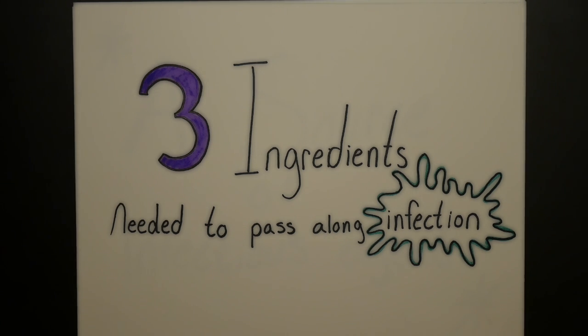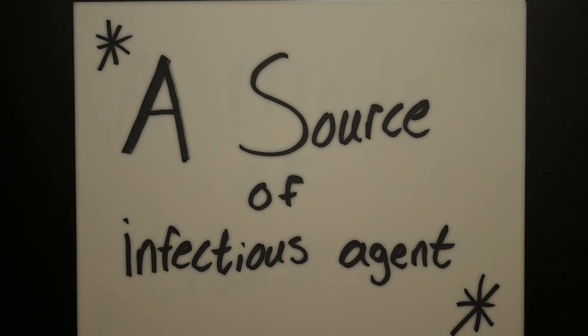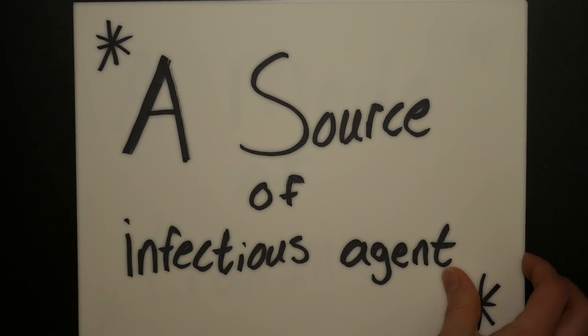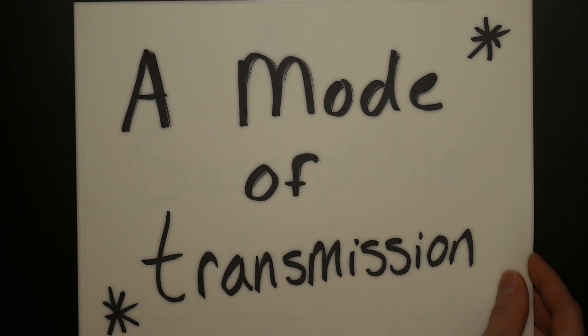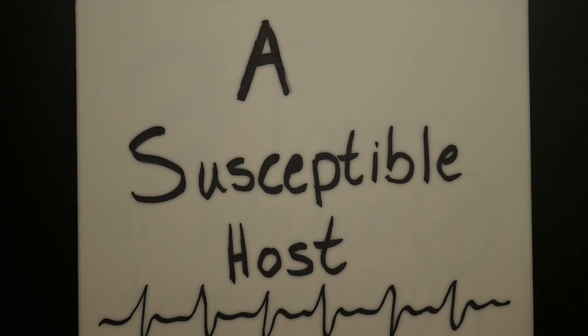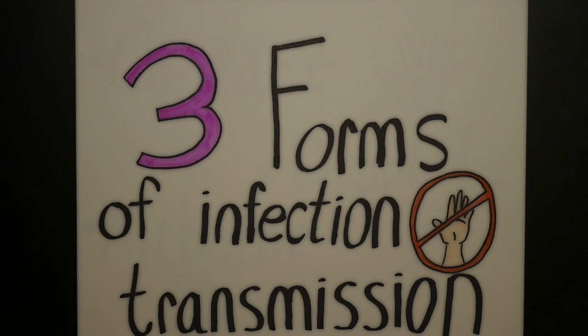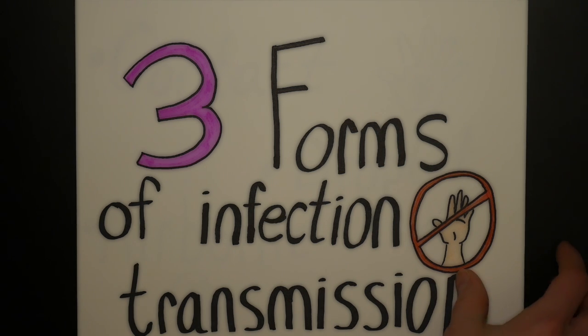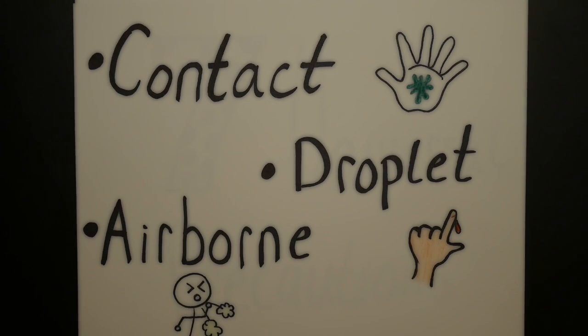There are 3 ingredients needed to pass along infections in these settings. One is a source of infectious agent. The other is a mode of transmission for the infection to spread. And lastly, a susceptible host. There are also 3 forms of infection transmission. These can include contact, droplet, and airborne.